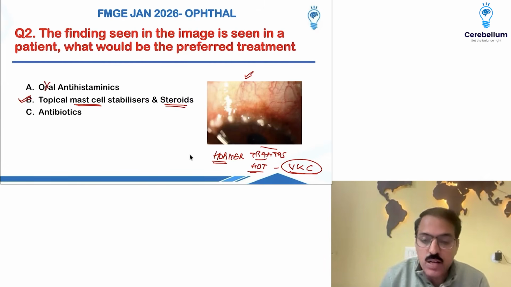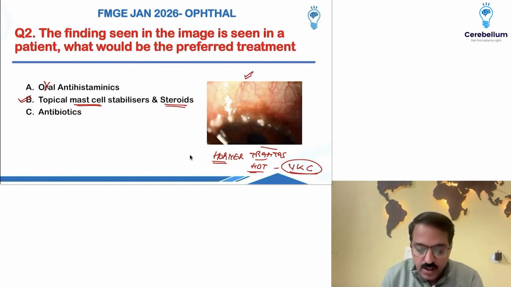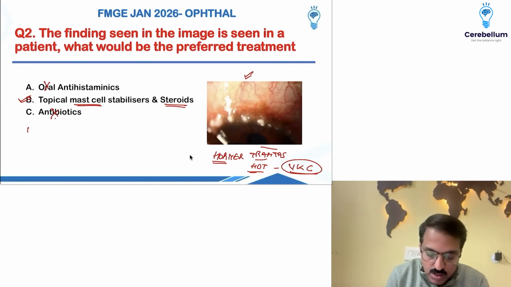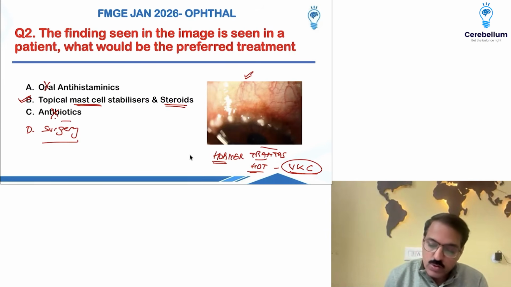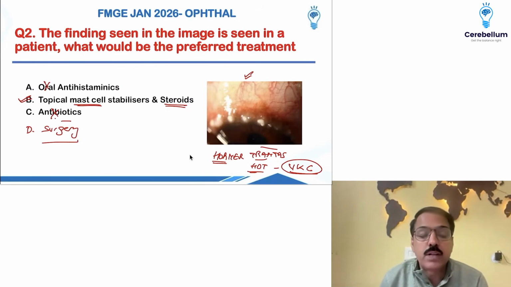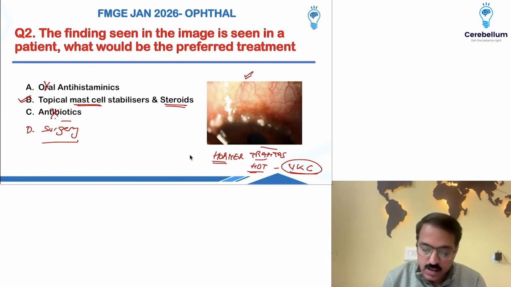There is no role of oral antihistaminics. Antibiotic definitely no. The fourth option was surgery. What will you do surgery for? These are just the spots. Thank you for the fourth option, Dr. Ritika. So this was a very easy question, but I expected you to reach the diagnosis and then tell us the treatment.